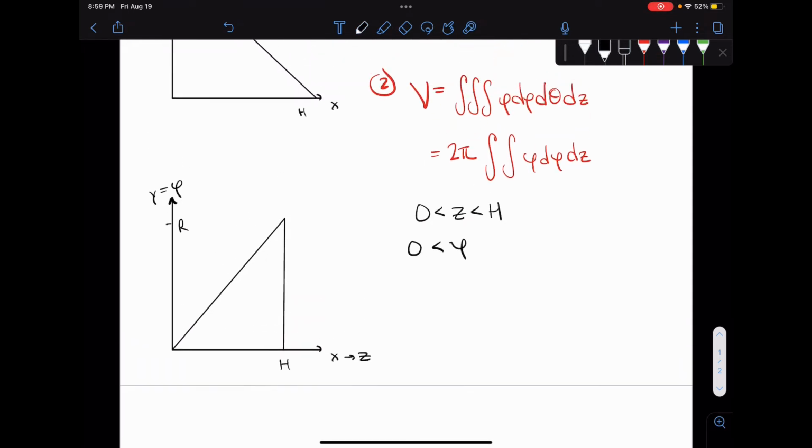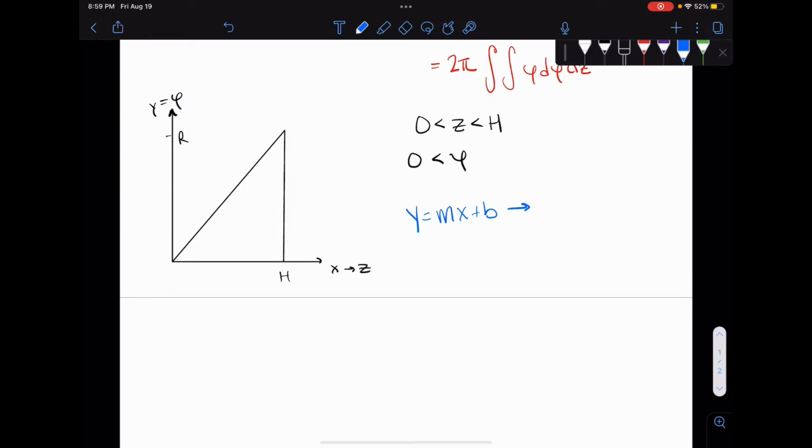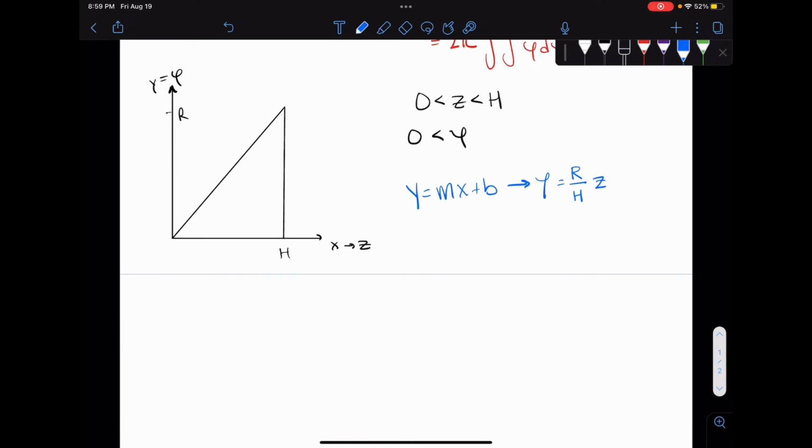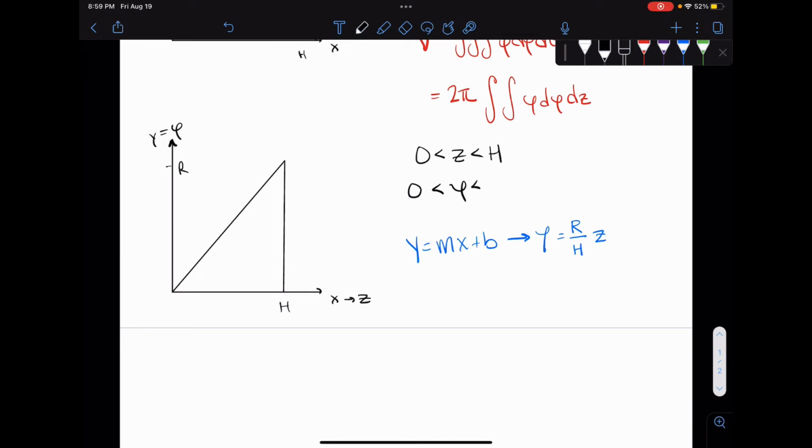So if we had a line like this, you then have to use another one of your skills, y equals mx plus b. And you have to be able to build this formula. Here, in this situation, y becomes rho, equals slope, which is just going to be rise over run, here radius over height, times your x, which is z, plus 0 y-intercept. So this right here is our equation, and this is going to be our top limit for rho. It gives r over h times z.